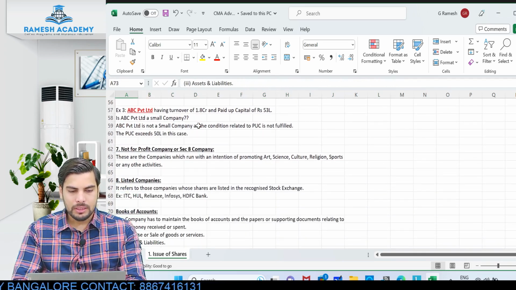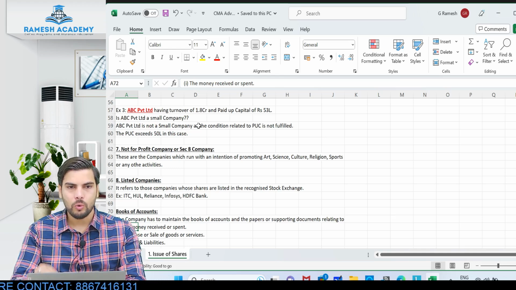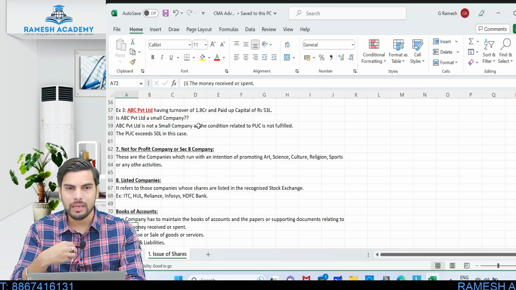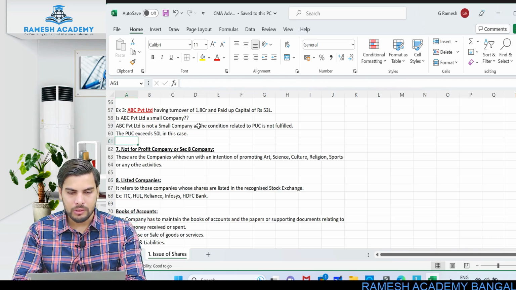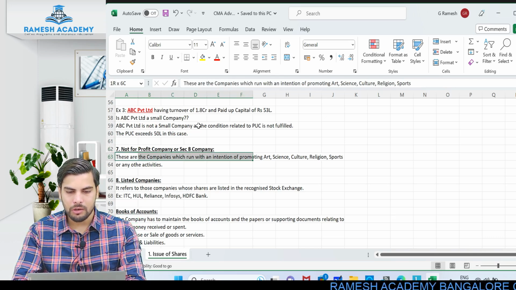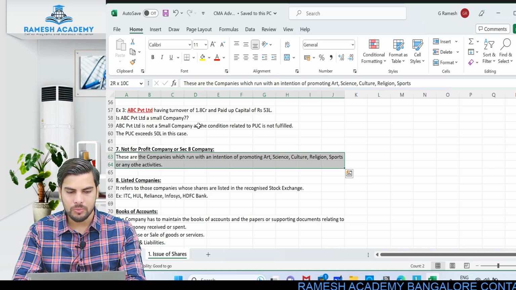Then we discussed the not-for-profit company, also called a Section 8 company. These companies are run mainly with the objective of not making any profit, rather promoting art, science, culture, sports. Look at this. These are the companies which run with an intention of promoting art, science, culture, religion, sports, or any other activities, like protection of environment or anything for that matter.